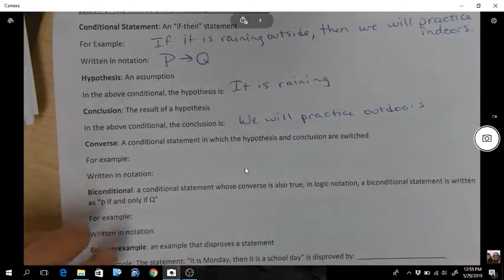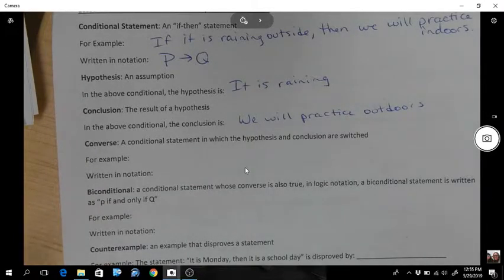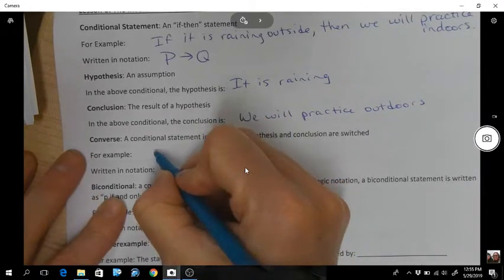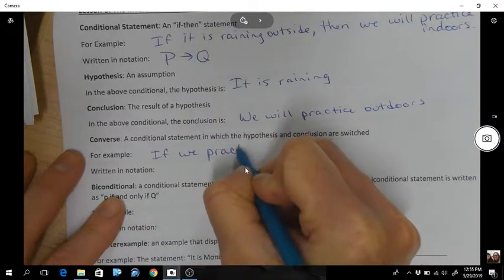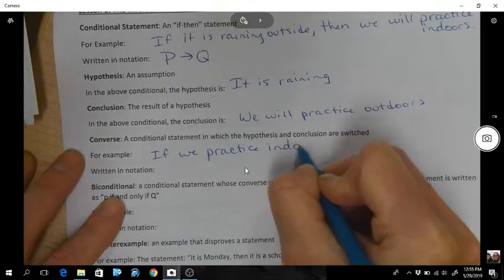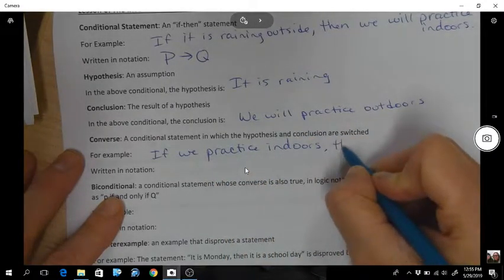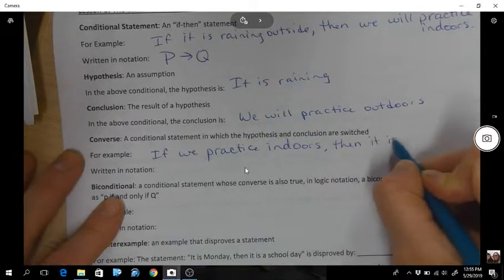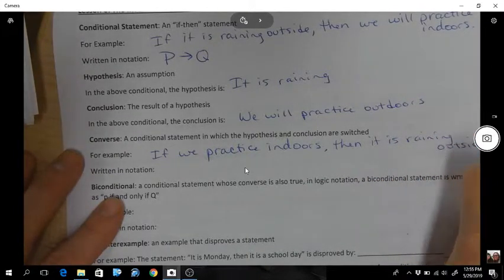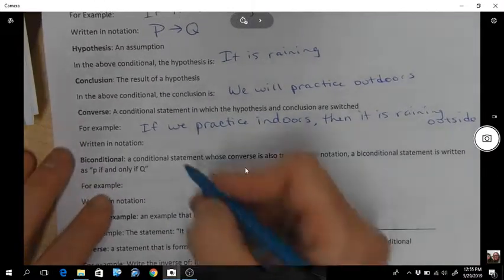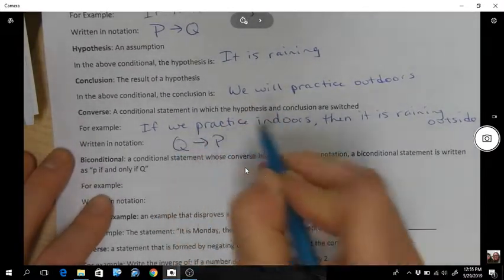Converse is a conditional statement in which the hypothesis and conclusion are switched. So the example here would be if we practice indoors, then it is raining outside. So we switch them around. So the notation would be if Q, then P.